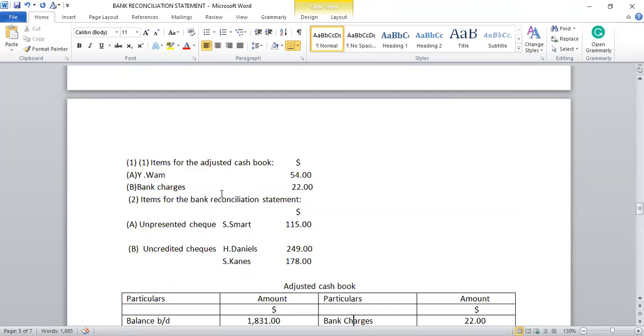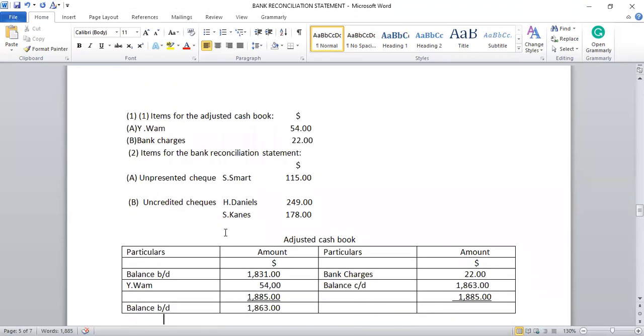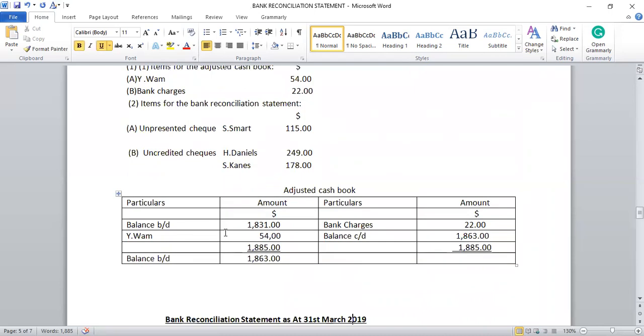Okay. So these items that are in the bank statement but not in the cash book are going to the adjusted cash book. And these, they are in the cash book but not in the bank statement, so they are going to the bank reconciliation. Also, let us look at our adjusted cash book.